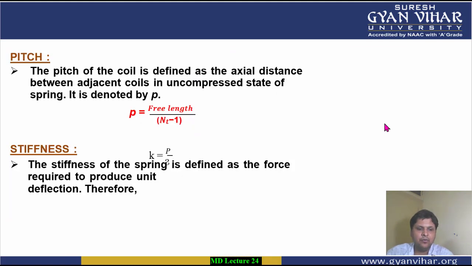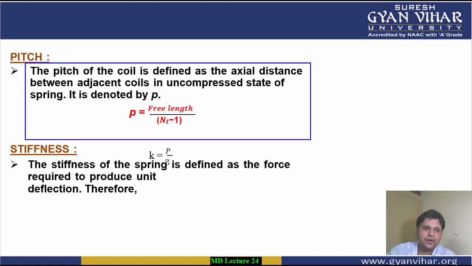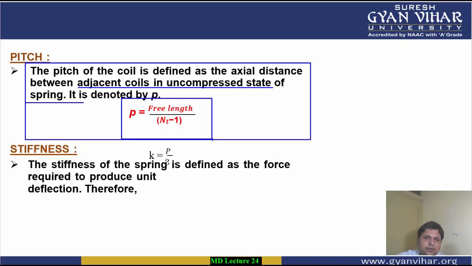Then there is one more term, students, which is known as the pitch of the coil. What is the pitch of the coil? The pitch of the coil is defined as the axial distance between adjacent coils in the uncompressed state of a spring. When the spring is uncompressed, the axial distance between adjacent coils is known as the pitch of the coils. All right, and it is denoted by free length upon Nt minus 1.